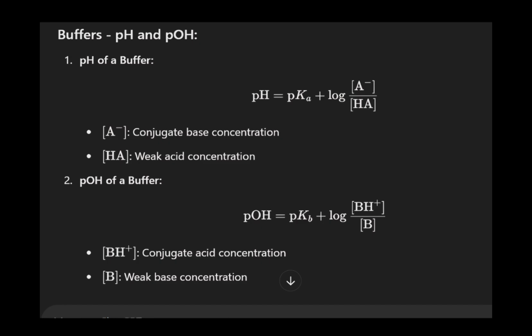The formula is pOH equals the negative logarithm of the base dissociation constant, denoted as pKb, plus the logarithm of the ratio of the conjugate acid concentration to the weak base concentration. In detail, pKb is calculated as the negative logarithm of Kb. The conjugate acid concentration, represented as BH+, refers to ions like ammonium. The weak base concentration, represented as B, refers to substances like ammonia. This formula calculates the pOH of a buffer solution containing a weak base and its conjugate acid.